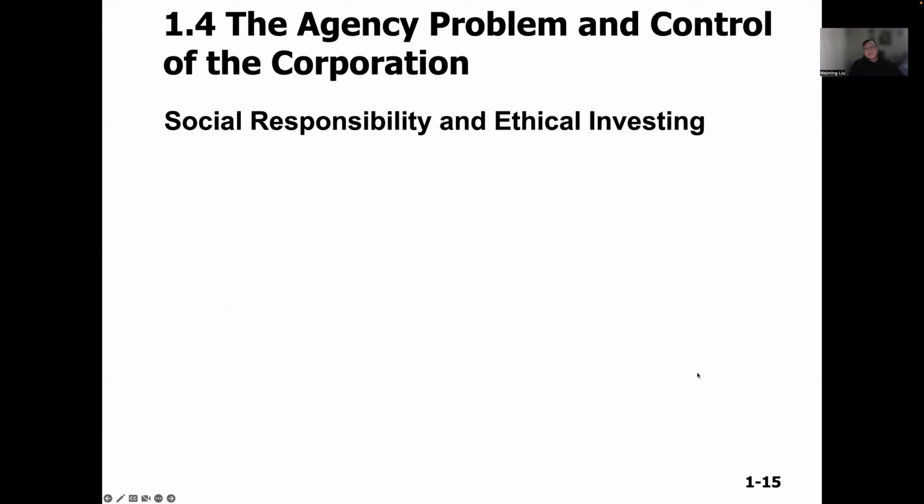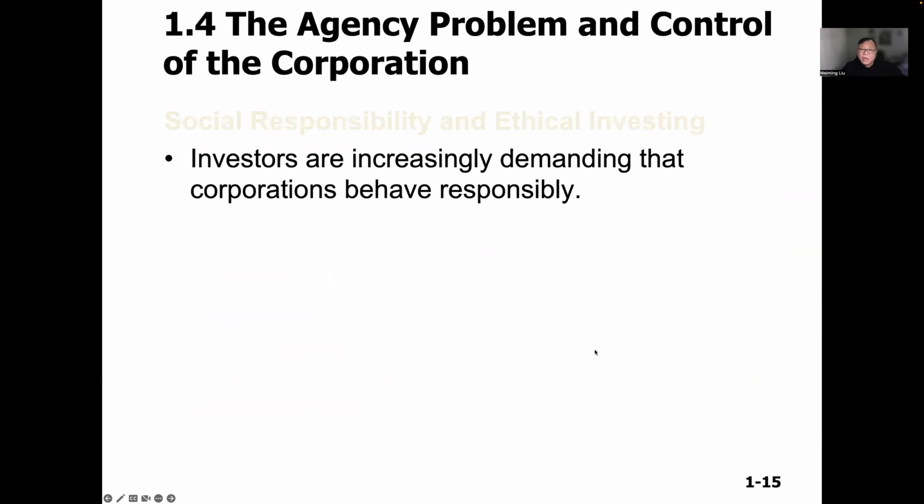Social responsibilities and ethical investing. Nowadays, investors are more socially responsibility aware. They are hoping the corporations are not only after profit, after money, but are also good citizens for our human society.